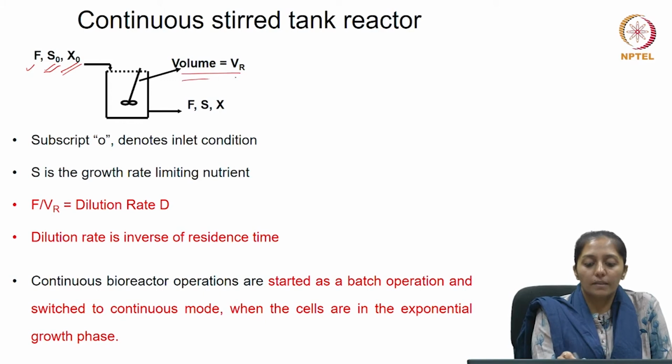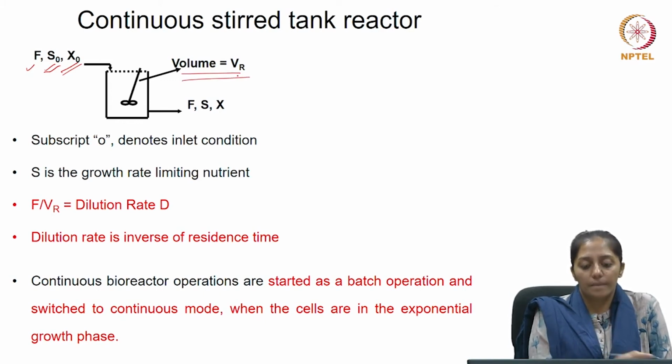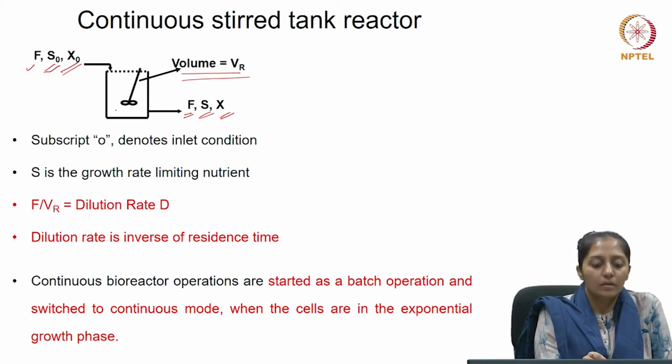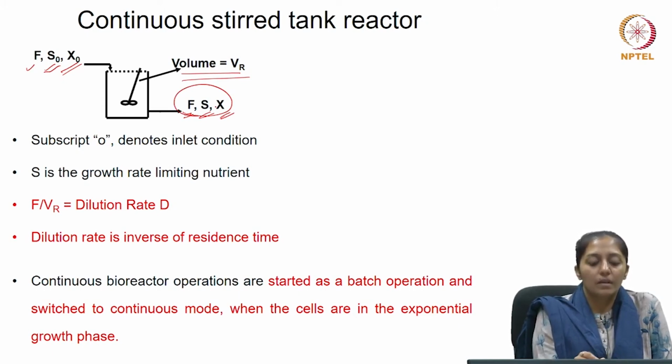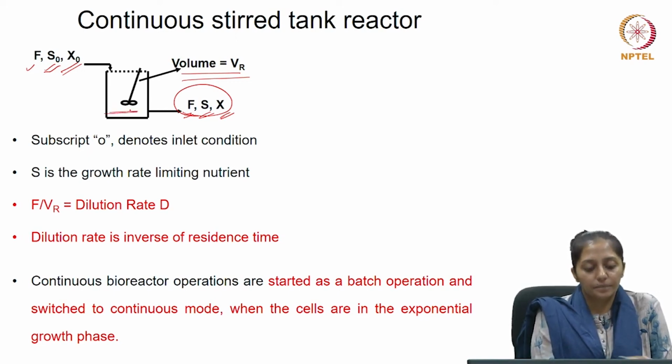The volume of the reactor is VR, and the outlet stream has the flow rate F, substrate concentration S and X. Now, it is an ideal CSTR running as a chemostat, which means that what is coming out, what we are measuring in the outlet stream, the values of these variables will be the same inside the reactor.